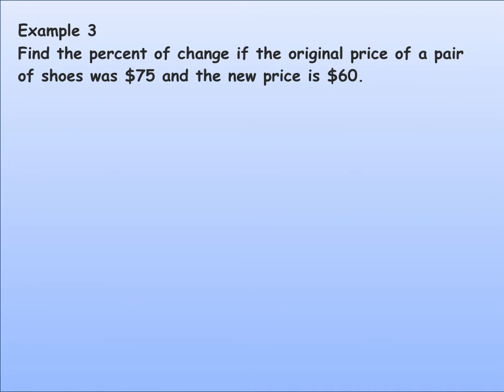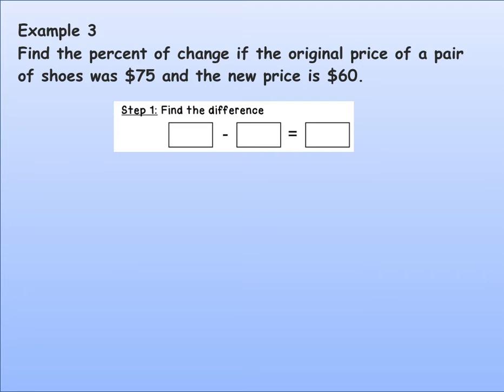Example 3. Find the percent of change if the original price of a pair of shoes was $75 and they went on sale and now the new price is $60. Let's use the same steps. Step 1. Find the difference. 75 minus the new price of $60 is $15. So the shoes are $15 off.